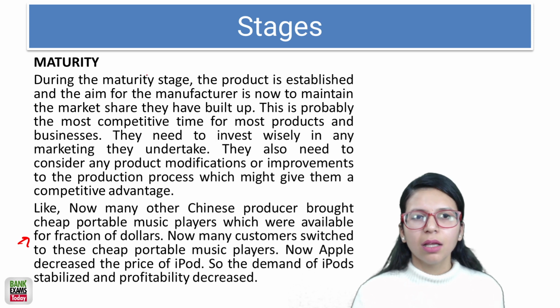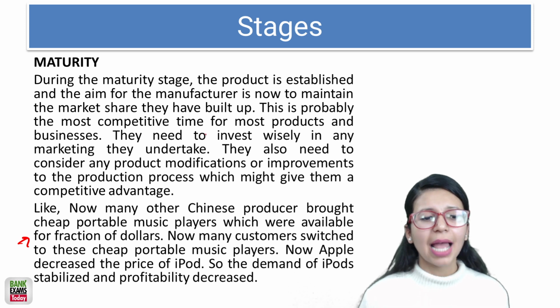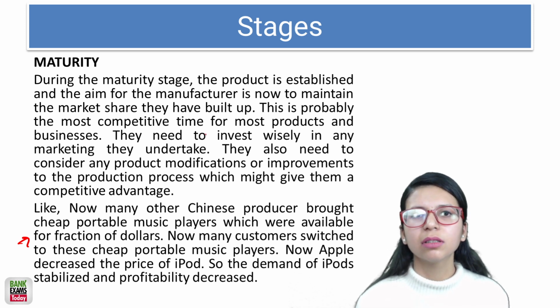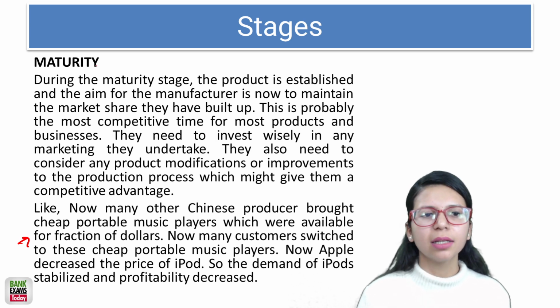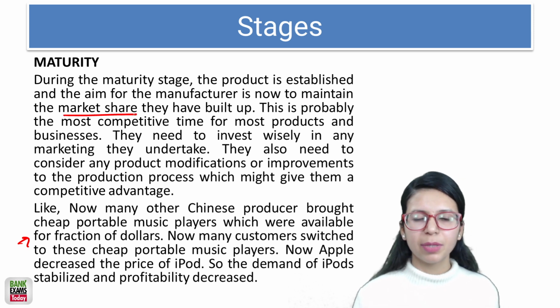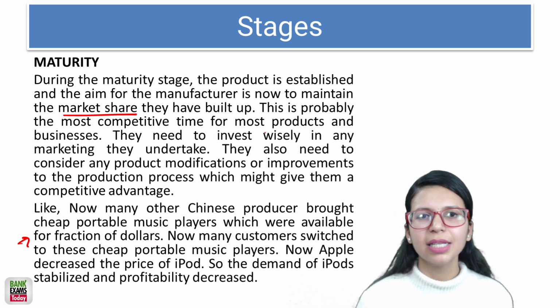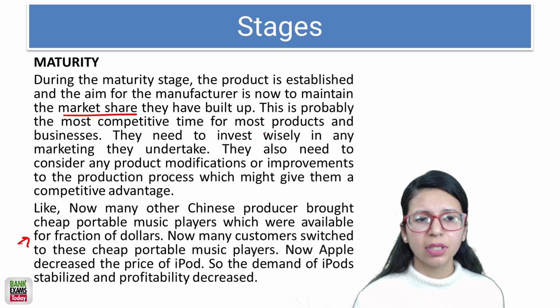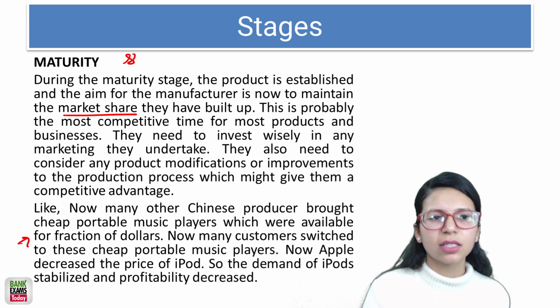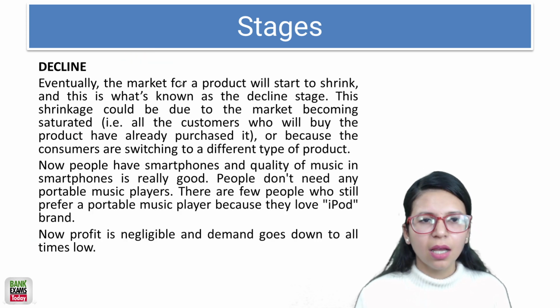So the price of the iPod decreased due to that, because there was competition in the market now, and the market share that was built up in the market gradually starts decreasing. It becomes stable in the maturity stage, the market share becomes stable, and then gradually it declines in the next stage, which is the decline stage.